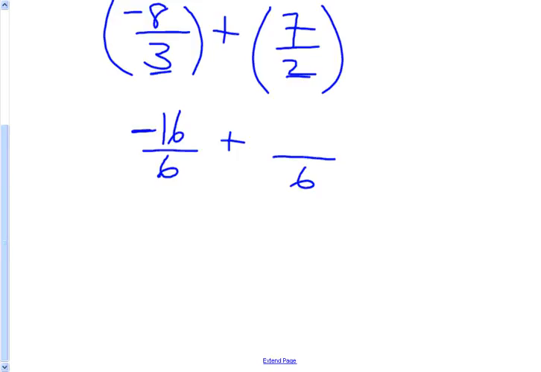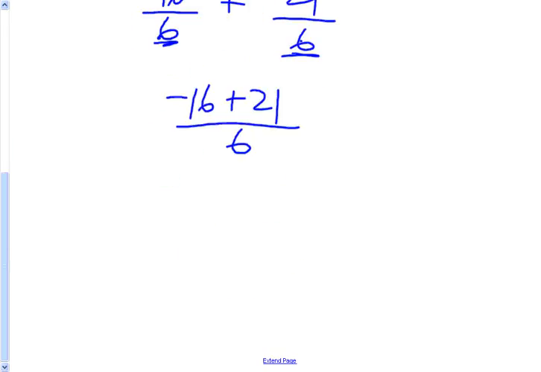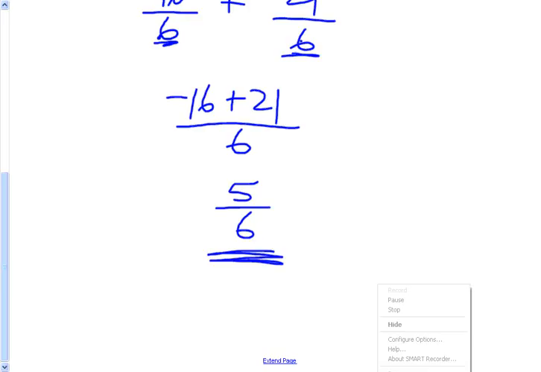Remember that they're negative. And 2 goes into 6 3 times, so I need 21 sixths on this side. Now that they're both counted in the same shaped pieces, or they're both in a common amount, I can just combine them and say that I have negative 16 sixths plus positive 21 sixths, which makes for 5 sixths.